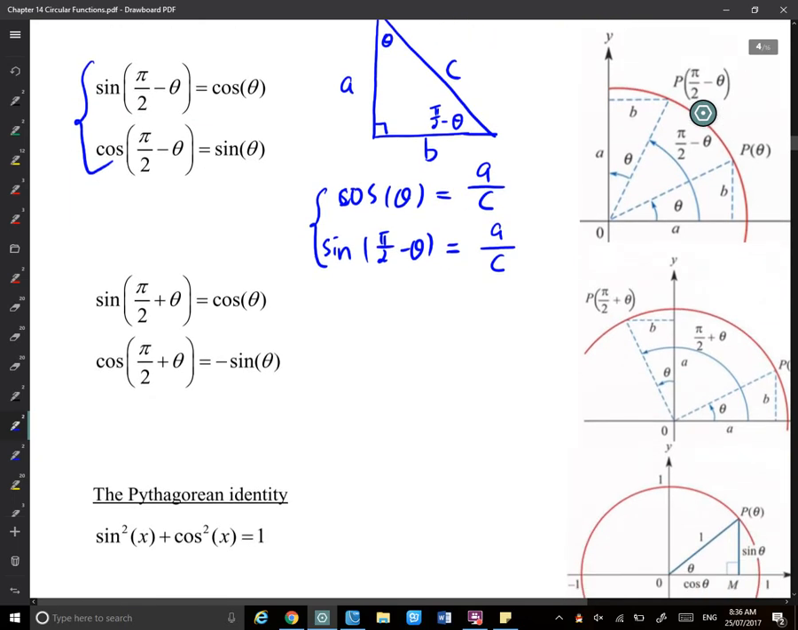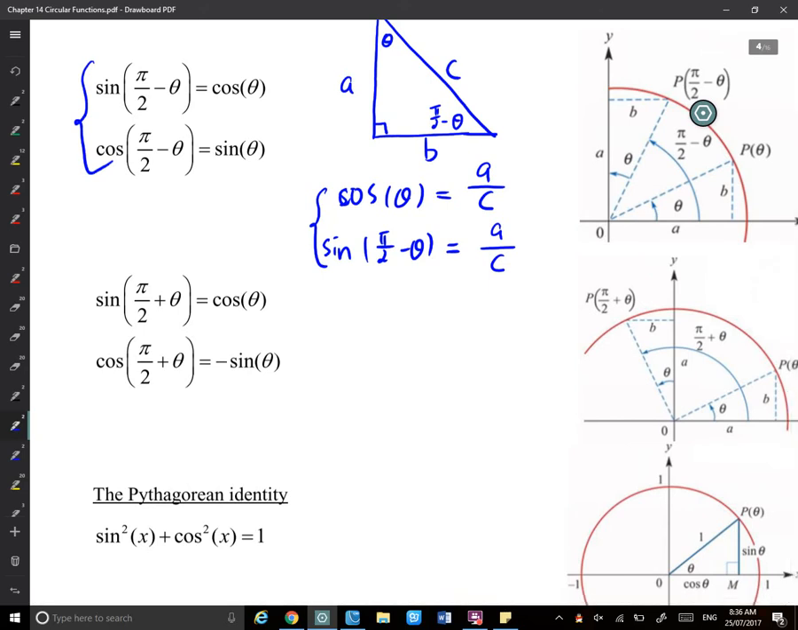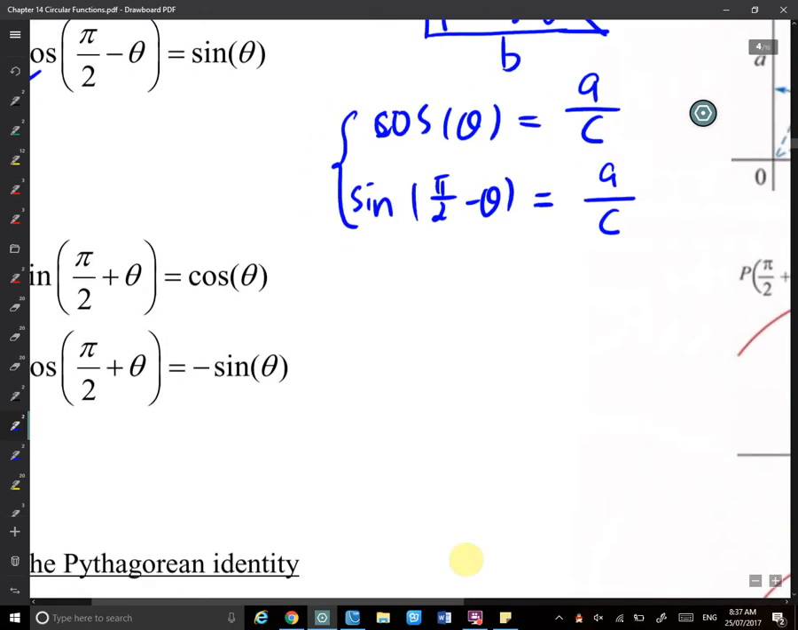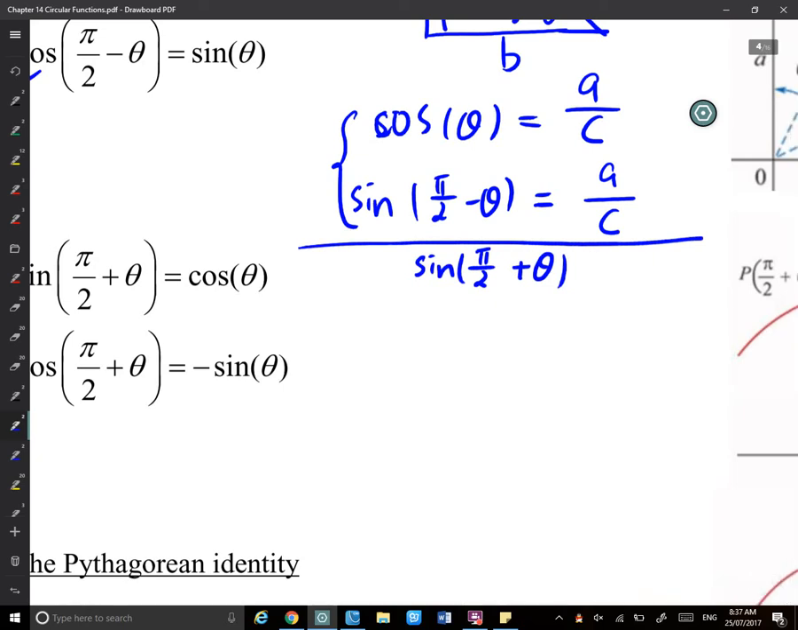Let's have a look at the next two formulas. We have here 90 degrees minus theta. You can easily think about the angles in the right angle triangle. But when you have pi over 2 plus theta, that's a little bit different. But don't worry. What I want to do is think about sine of pi over 2 plus theta. Where is this angle? If theta is an acute angle, which quadrant will this pi over 2 plus theta be in? Second. 90 degrees goes a bit over.